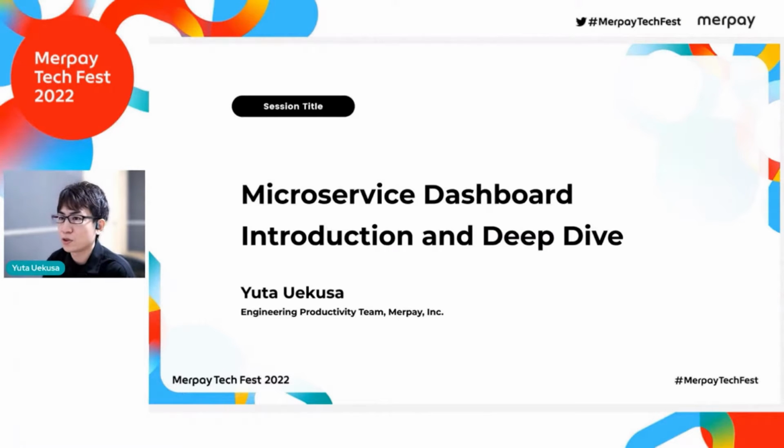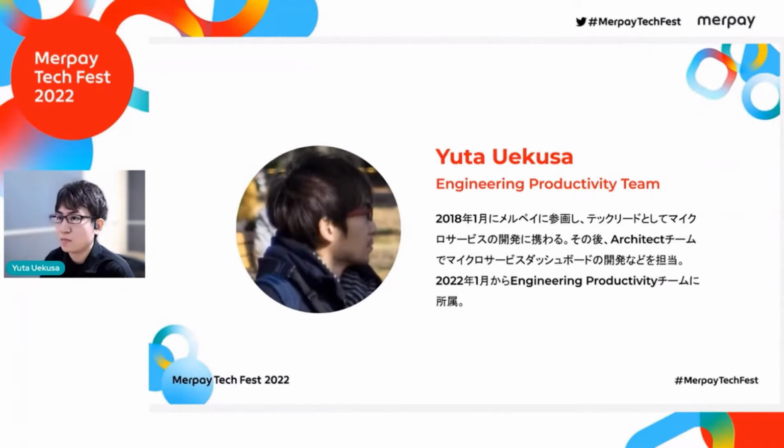First of all, let me briefly introduce myself. My name is Uekusa, and I'm a member of the Engineering Productivity team. As for my background, I joined Merpay in January 2018 and was involved in the development of several microservices as tech lead. I moved to the architect team and was involved in the development of the API gateway and the dashboard for the microservices I am going to talk about.